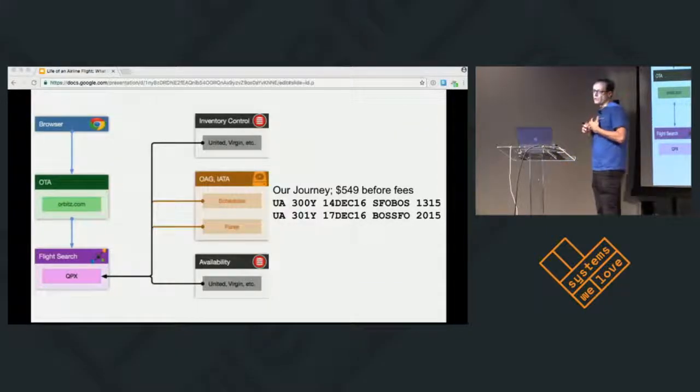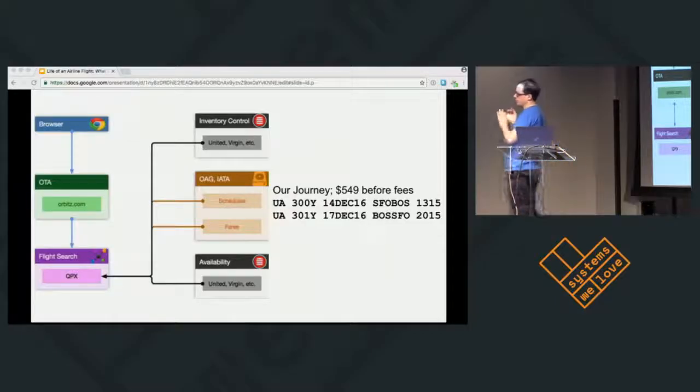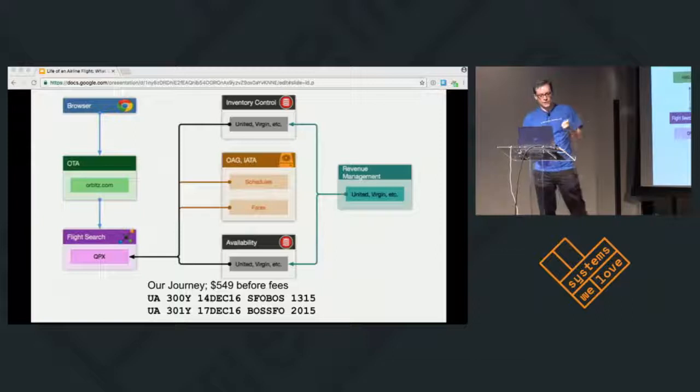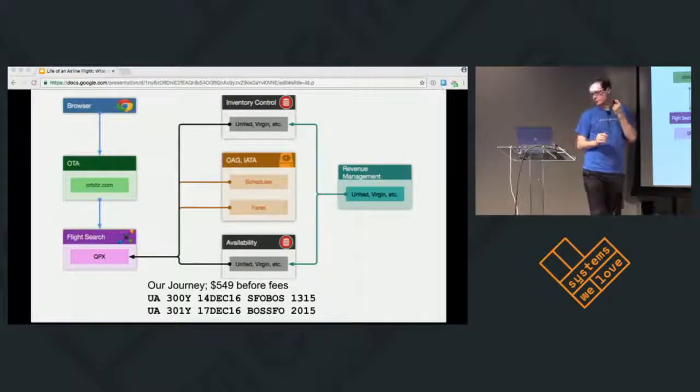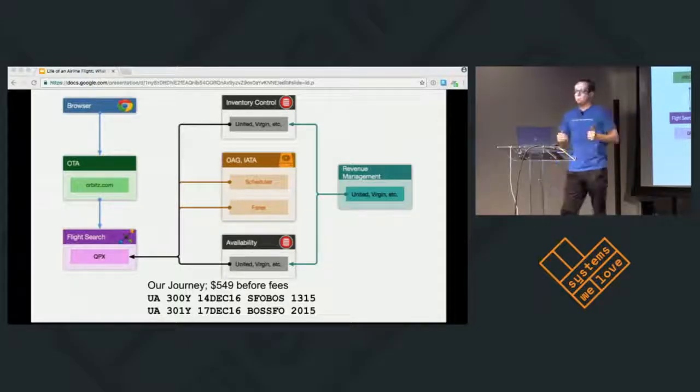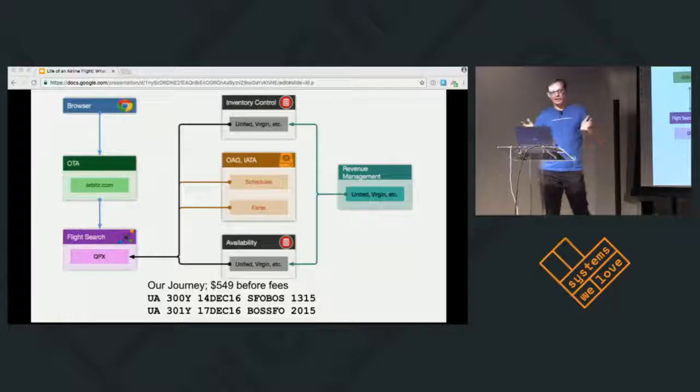In order to search, you need some information. You need, like I said, the schedules and the fares. Those are published from those clearinghouses. You also need to know if there's inventory available on the plane, and you need to know if you have availability. And I'm going to talk a little bit more about that, right? Because now we know the flight we want, but we don't know if we can book it. And before you can book it, you need a seat. And actually, seats are controlled by this thing, the inventory control system.